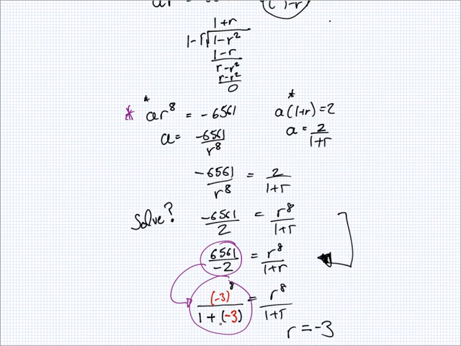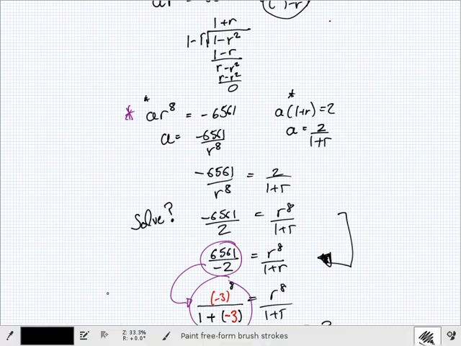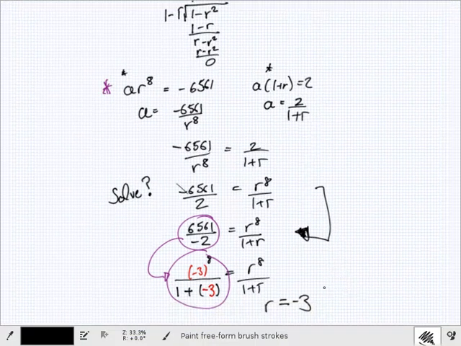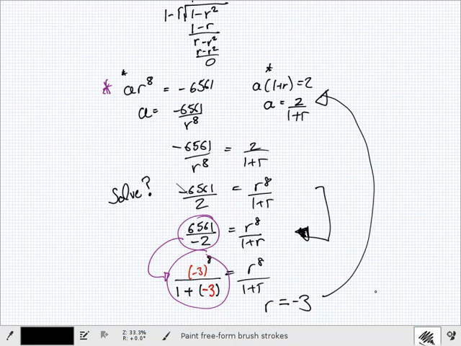Wait, find A. Where is it? Oh, okay. I didn't get the A yet. Then just put it back into say this one. A is what? So A would be 2 over 1 plus r, which is 1 minus 3, which is minus 2. So the A is 1.